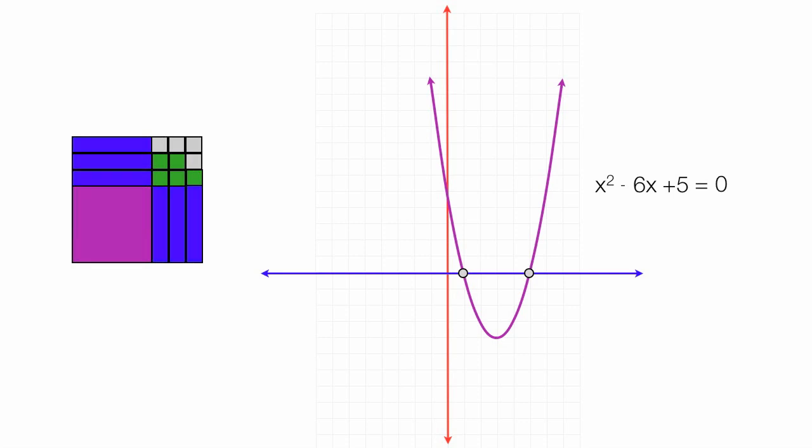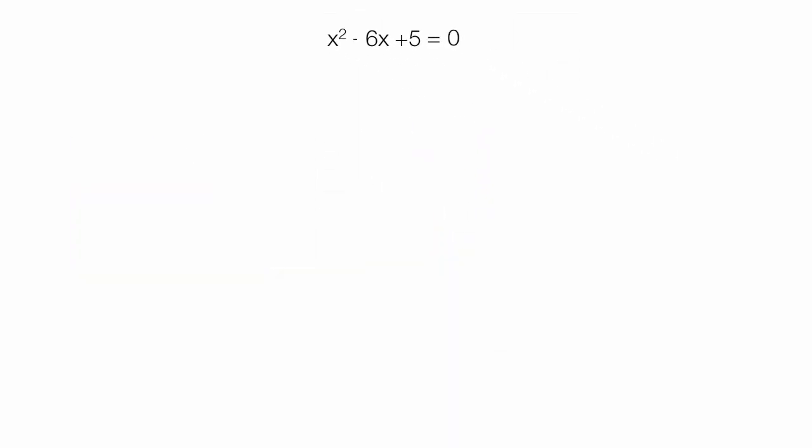I'm not going to use tiles. I'm going to use the classic manner, what you probably see in your classes. The first thing I do is move 5 to the other side of the equation. I want to isolate x squared minus 6x. So I subtract 5 from both sides of the equation. Those two 5's cancel out, which gives me x squared minus 6x is equal to negative 5.